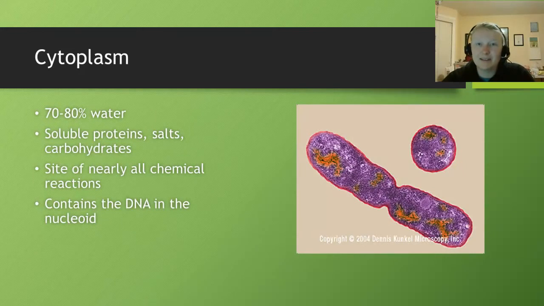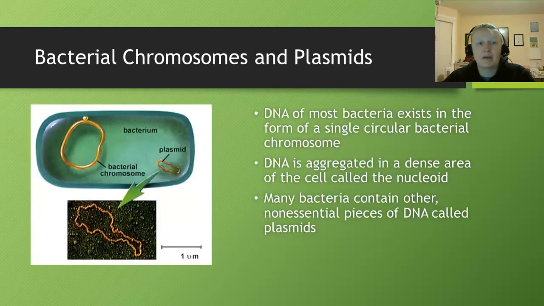Alright, so now let's go inside the cell. The first thing we're going to talk about is the cytoplasm or the cytosol. This is the jelly-like substance that is found inside all the cells. It holds all the internal components, so the ribosomes, the DNA, the plasmids, anything like that, as well as protein, salts, nutrients, other things like that. Almost all reactions in the cell occur within the cytoplasm, and it's about 70 to 80% water, so it's pretty jelly-like.